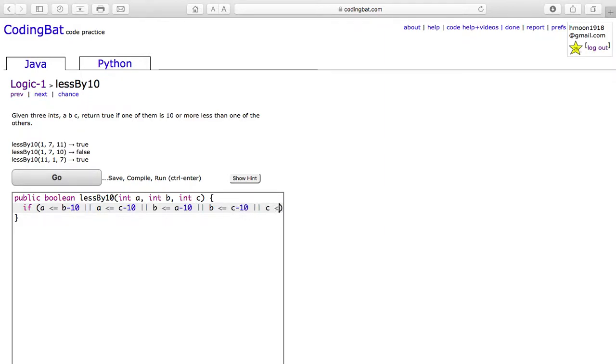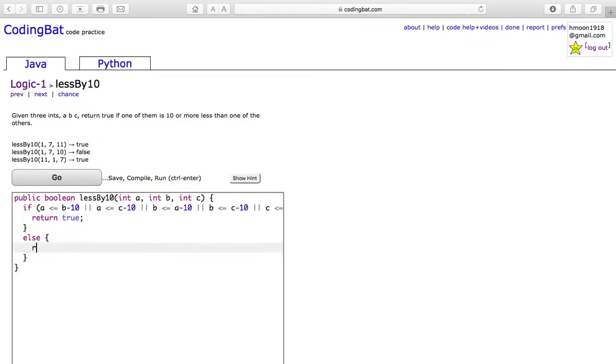In addition, C can be less than A minus 10, and C could be less than B minus 10. If this is the case, we will return true because it satisfies the case that is given in the problem.